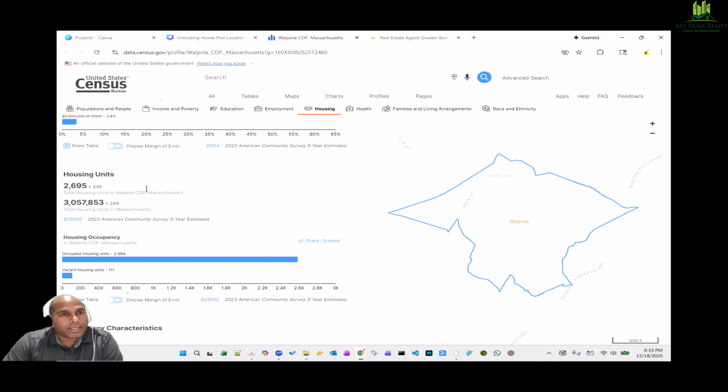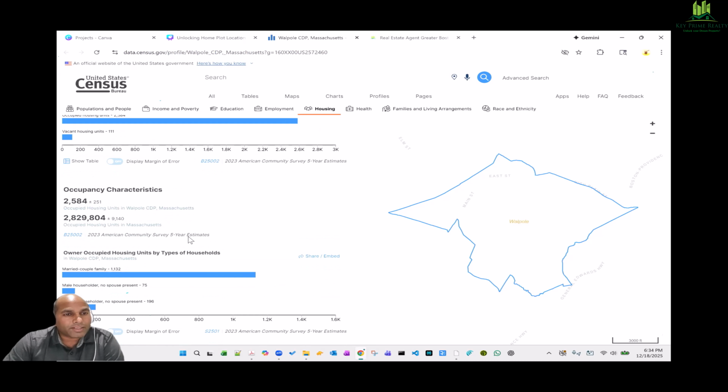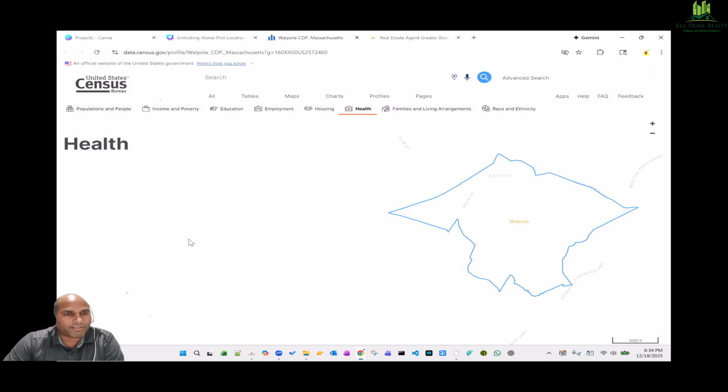Okay, so as you can see, the census data has a treasure trove of information which is useful for real estate enthusiasts, investors, or anybody who is looking to buy, or even for homeowners. There is a whole lot of other information too.